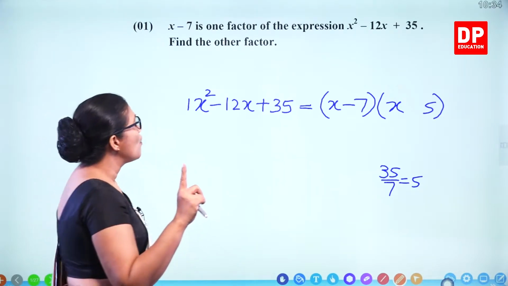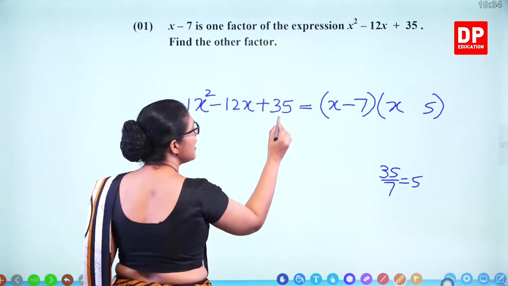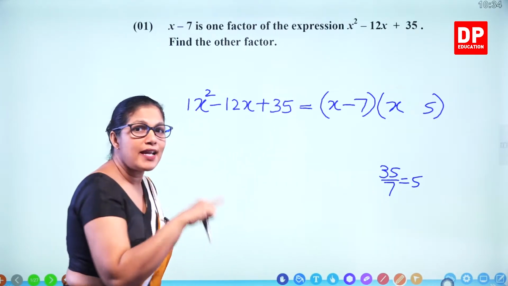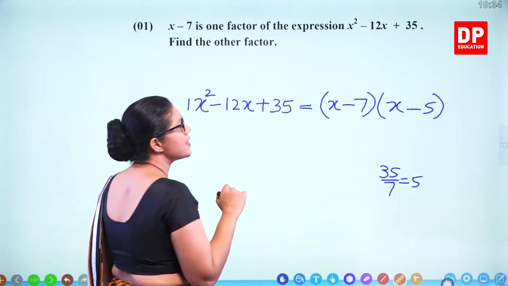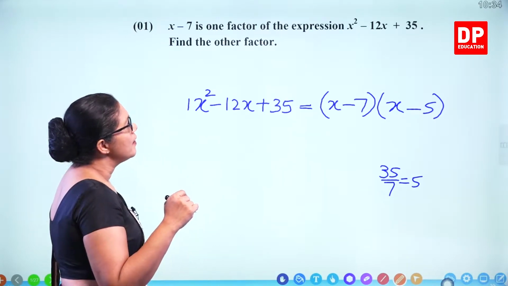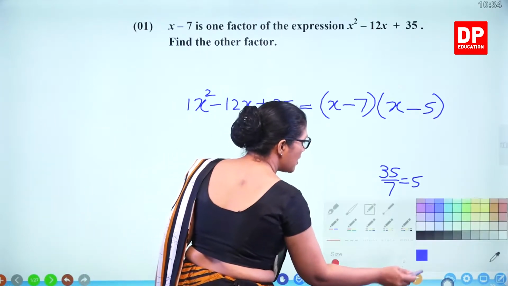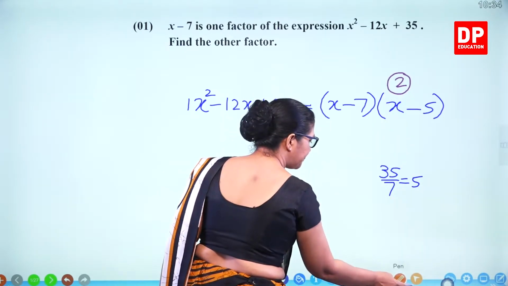Taking the 35, you get plus 35, because minus into minus becomes plus. So this is also minus. So x minus 7 and x minus 5 are the two factors. You get 2 marks for finding that.